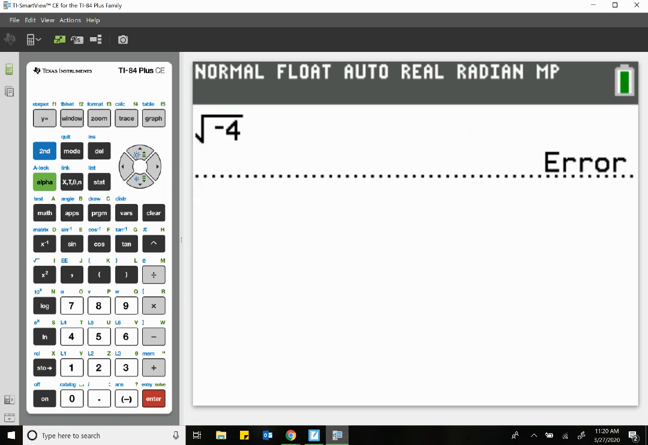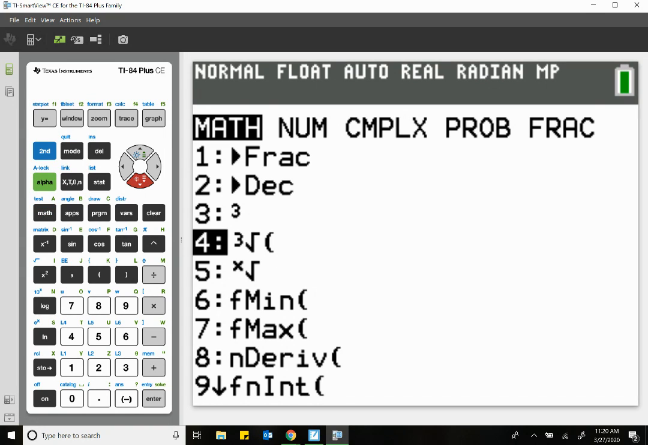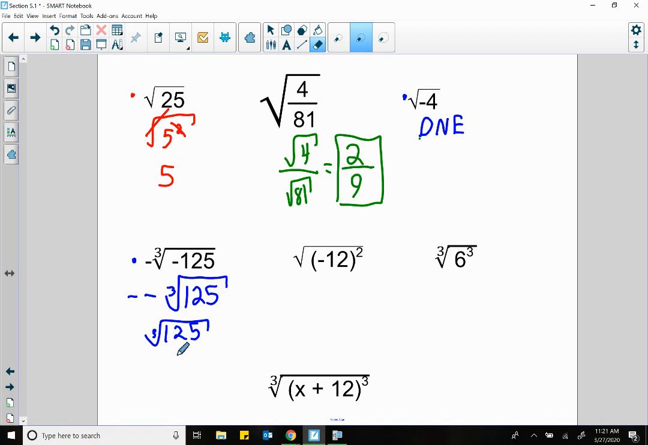So let's go to our calculator, hit math, and I'm going to go down to number 5. Yes, I know it's a cube root, so I could use 4, but I want to show you number 5 in action. So it is a cube root, and then underneath that, I got 125. Enter. So the answer is 5.